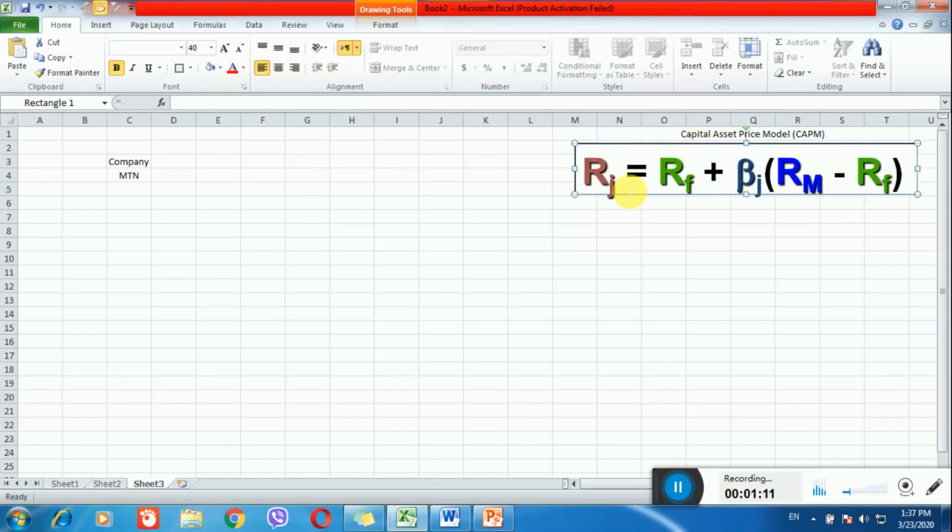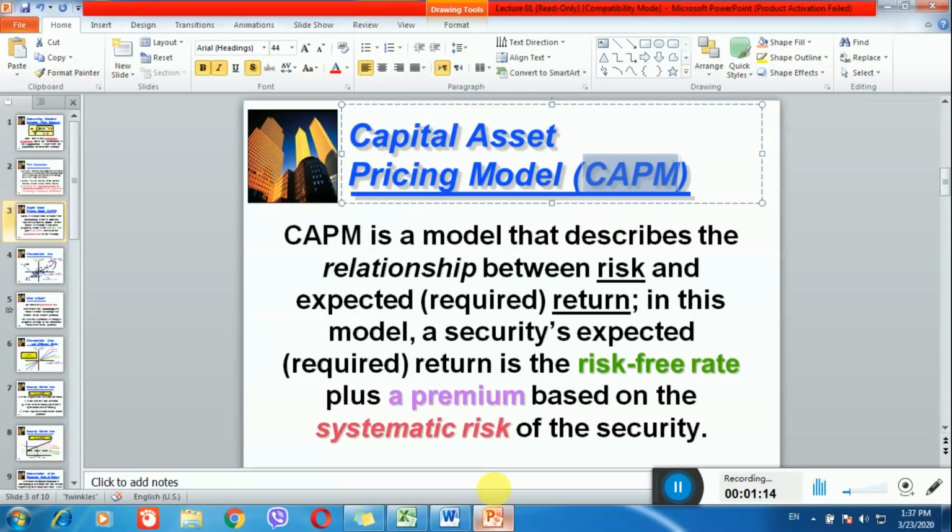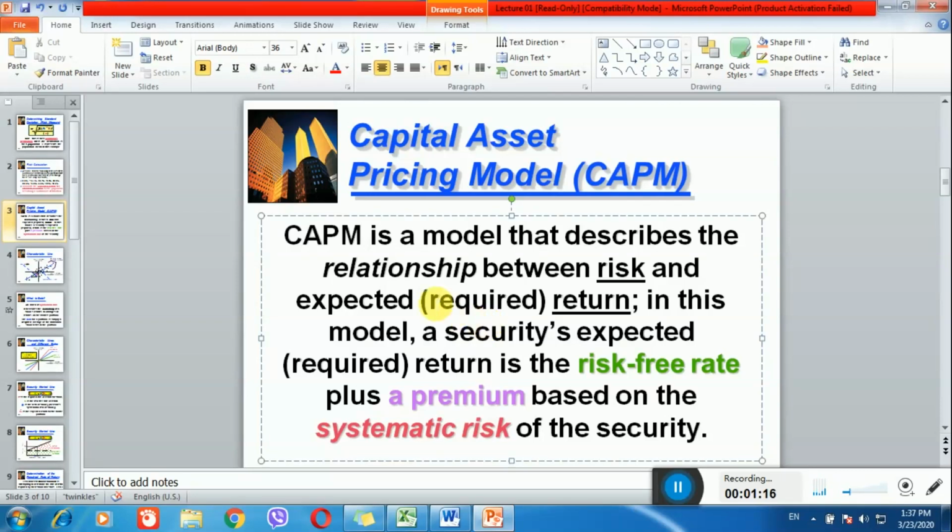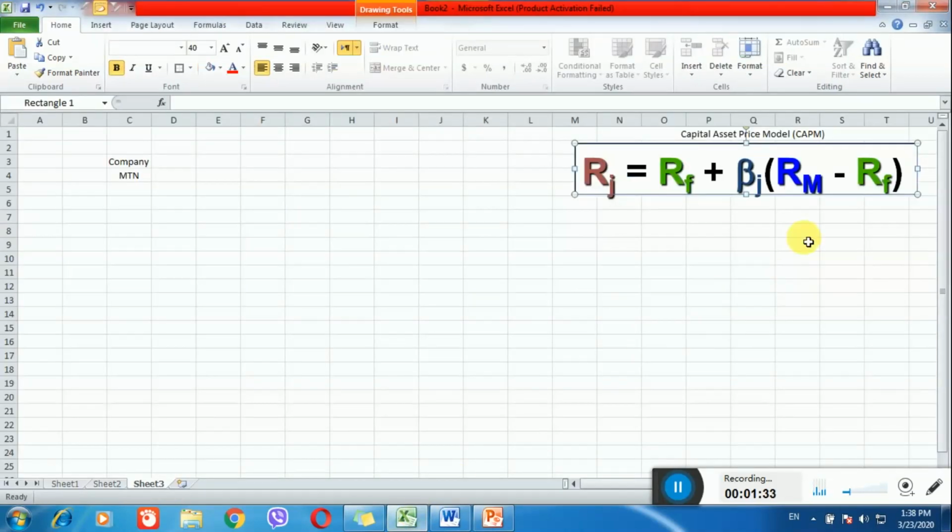Okay, let me explain. This definition is telling us the CAPM is a model. It is an equation, what you have seen, that describes the relationship between risk and return. Wow, so easy. It means this model is showing you, or measuring for you, the relationship between two things. What are they? Risk and return.